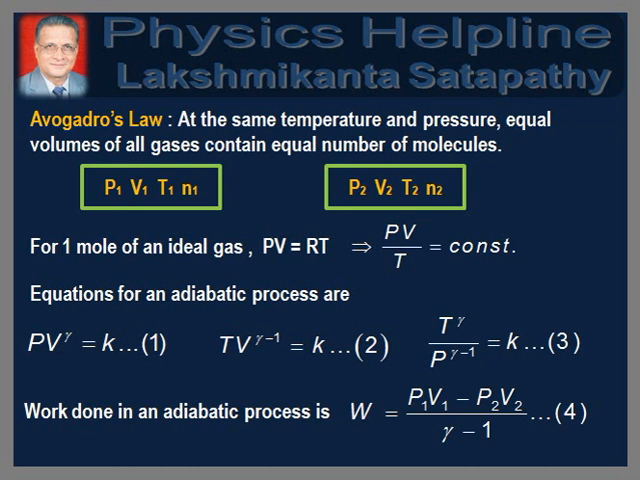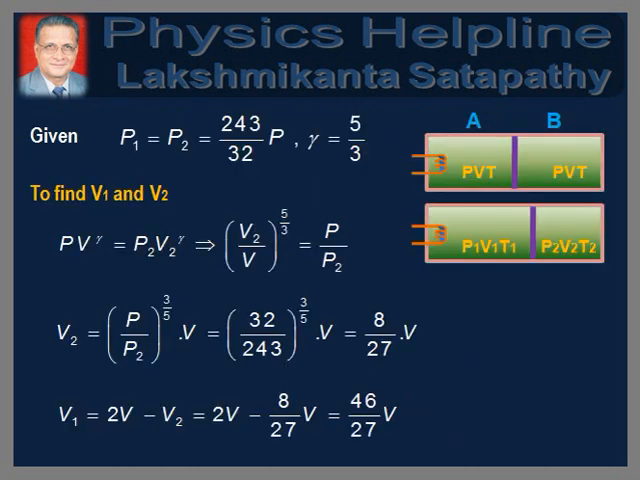Equations for an adiabatic process are given in equations 1, 2 and 3, and work done in an adiabatic process is given in equation 4. Now we are in a position to solve the problem in the question using these concepts. Given that P1 is equal to P2 is equal to 243 divided by 32 into P, and gamma is equal to 5/3. To find V1 and V2, we proceed as follows.